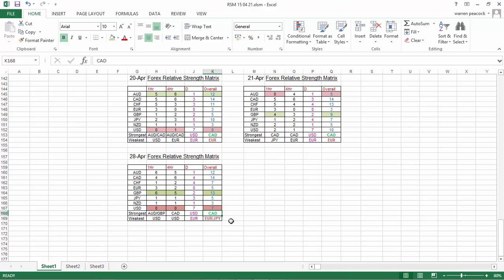The overall scores here, we've got the Canadian dollar as the strongest, with the euro and the yen sharing the weaker spots. Overall, on the dailies, we've got the euro US dollar still trending down. The 4 hour chart shows the US dollar CAD would be trending down, and on the hourly chart, we've got the Australian dollar and the pound sharing strength, with the US dollar being the weakest.